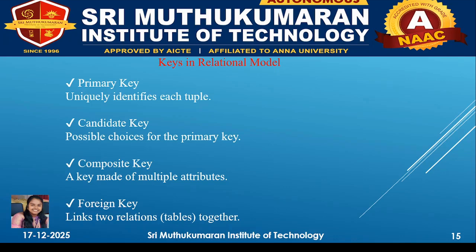Keys in the relational model are primary key, candidate key, composite key and foreign key. These are the 4 keys used in the relational model. Primary key uniquely identifies each tuple. Candidate key, possible choices for the primary key. Composite key, made of multiple attributes. Foreign key, links two relations together. In foreign key, we need to use 2 tables, table 1 and table 2, with common rows in both tables that can be linked together to form a single table. For that we are using foreign key.